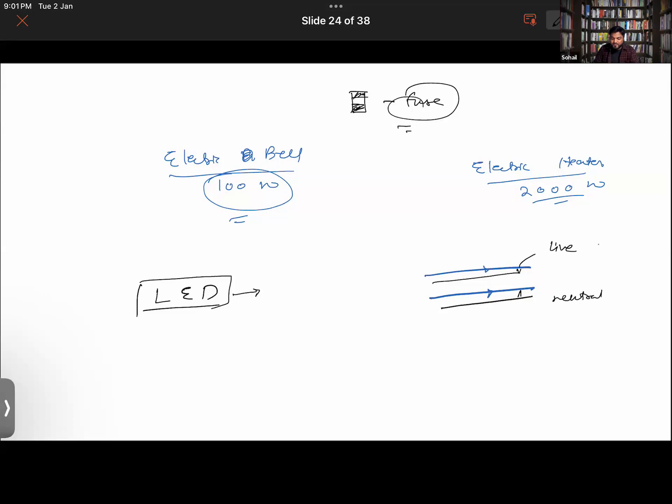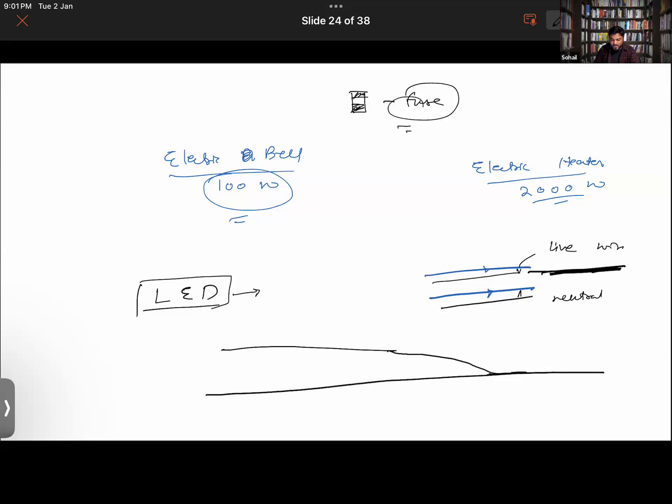So when the live wire and the neutral wire come in contact with each other, current starts passing through only one of the wires. It's like this. There's this wire, there's this wire, somewhere they join, and now current will start to pass through one of the wires. Due to that, a high amount of heat will be generated. Hence that will also lead to short circuit. That is simply short circuit.